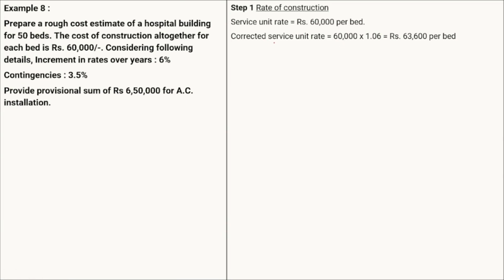rate. So the corrected service unit rate will be equal to 60,000 multiplied by 1.06, that will give us the rupees 63,600 per bed. Okay, now we get the corrected rate.